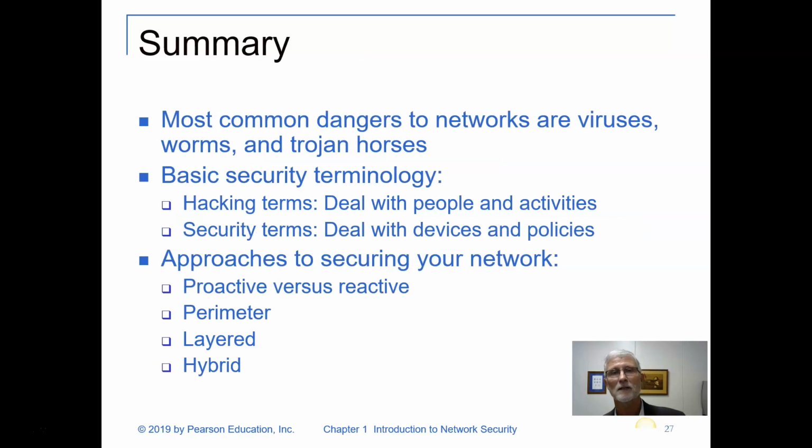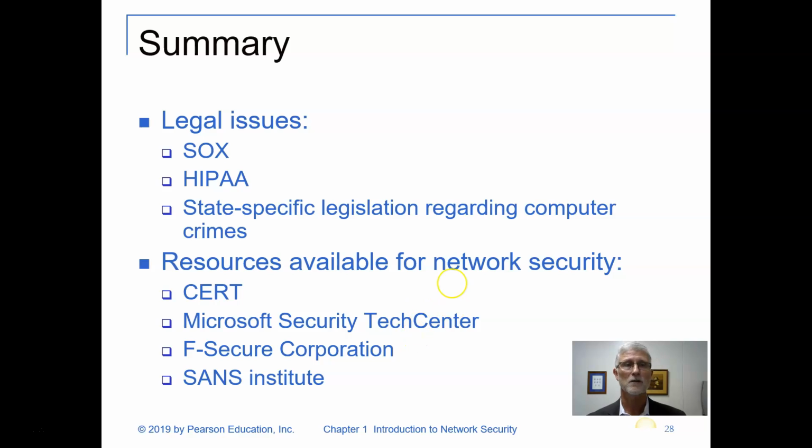Now, in summary, we looked at the most common dangers: viruses, worms, Trojan horses. There's definitely some basic terminology, hacking and security terms. Take a look at the hacking terms that deal with the people. Security terms deal with devices and policies. Now, some of your approaches, you've got proactive, perimeter, layered, and hybrid. Some of the legal aspects, those are definitely 3 of the major laws that you're dealing with, and then resources available to you to help you do this in the future.